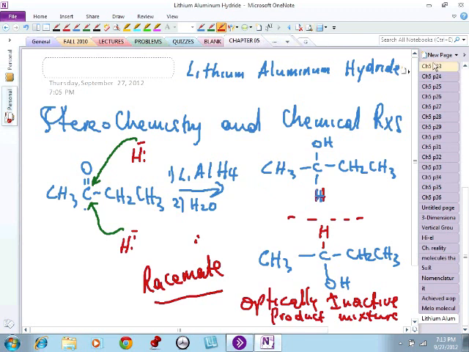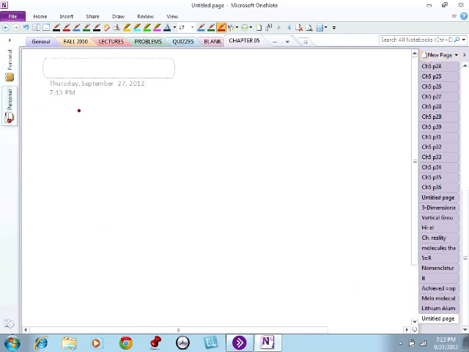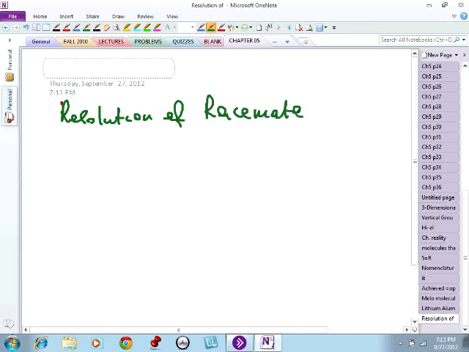So that takes us to the next topic. You call it resolution of racemate. Whenever you are able to separate a mixture of enantiomers into pure enantiomers, then you say you are resolving those enantiomers. So we refer to this as resolution of racemate. In this particular instance, the example I will use here depends on this specific molecule that we have just formed. In this case, we made an alcohol.